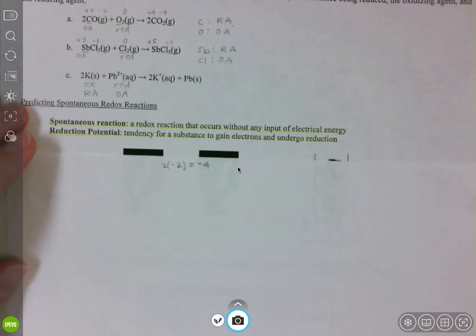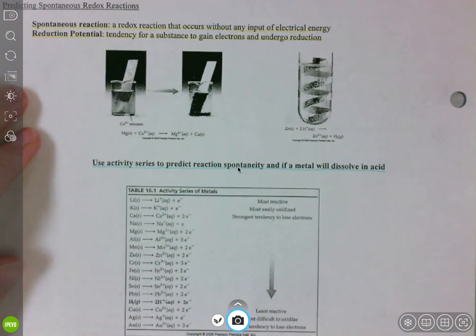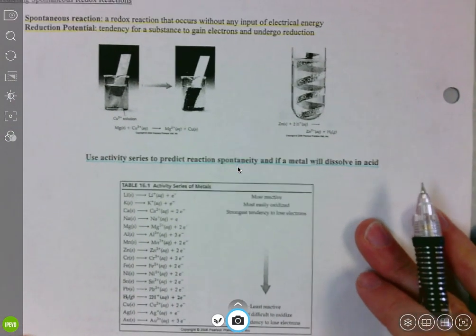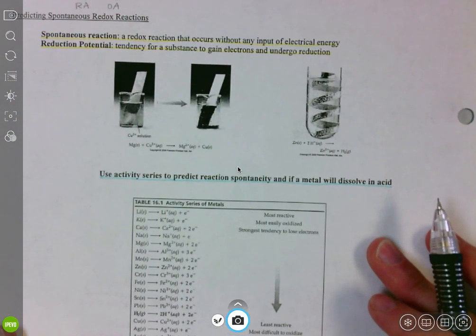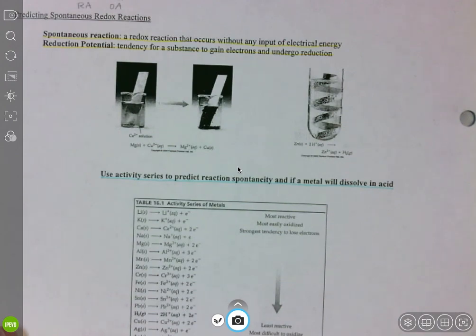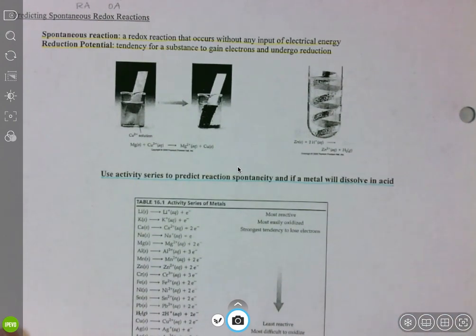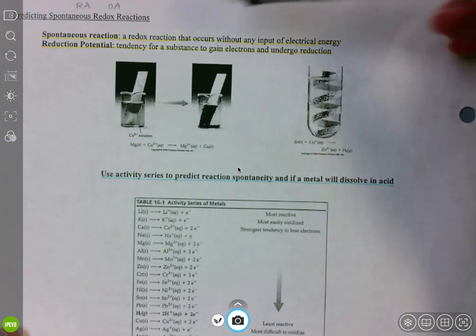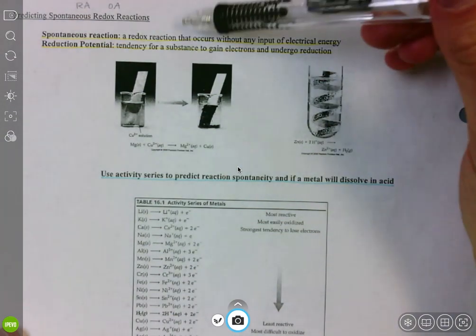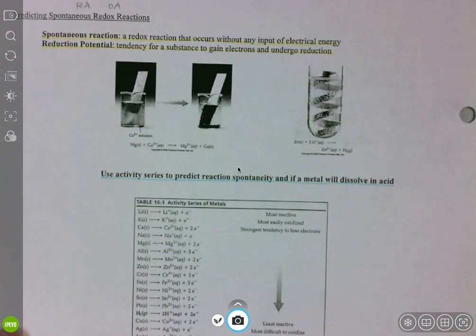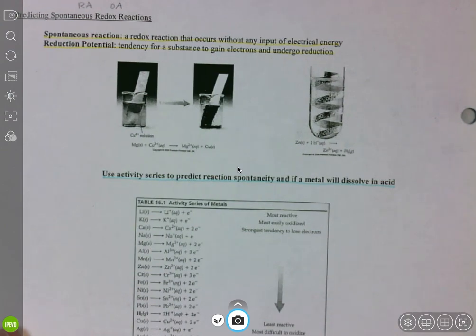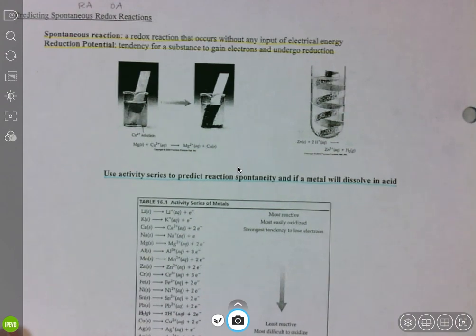Okay, the next thing that we're going to talk about is spontaneous redox reactions and predicting if something is favorable or non-favorable. So spontaneous or non-spontaneous. Our spontaneous reactions are redox reactions that occur without any input of electrical energy. So we don't have to put any energy in. It happens on its own, so it's spontaneous. It doesn't require energy.